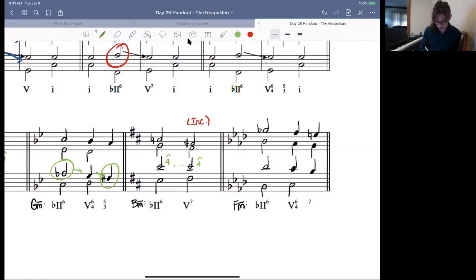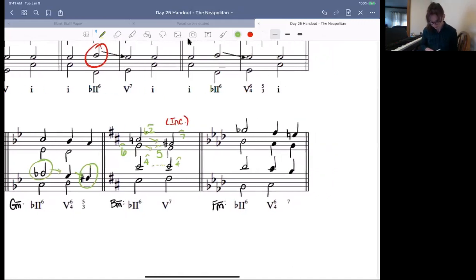6 still has to go to 5. And flat 2 still has to go to 7. Which means that you are going to have an incomplete 5/7. So every time you're going to have 2 roots, a 3rd, and a 7th, and that's fine. It's totally cool. All right, last one.